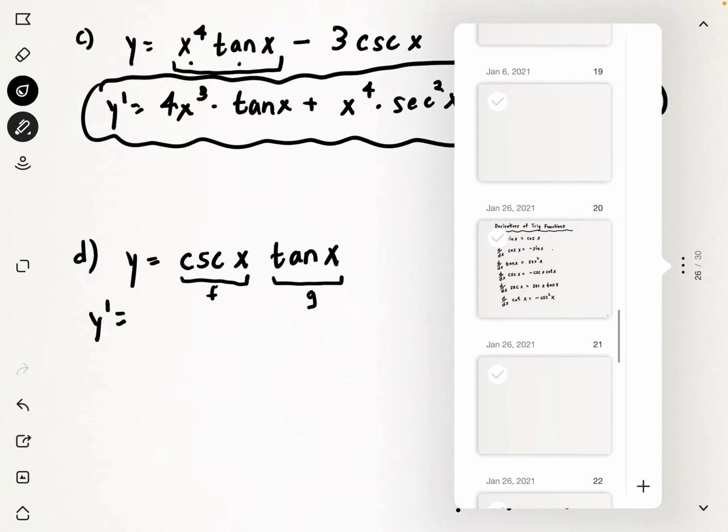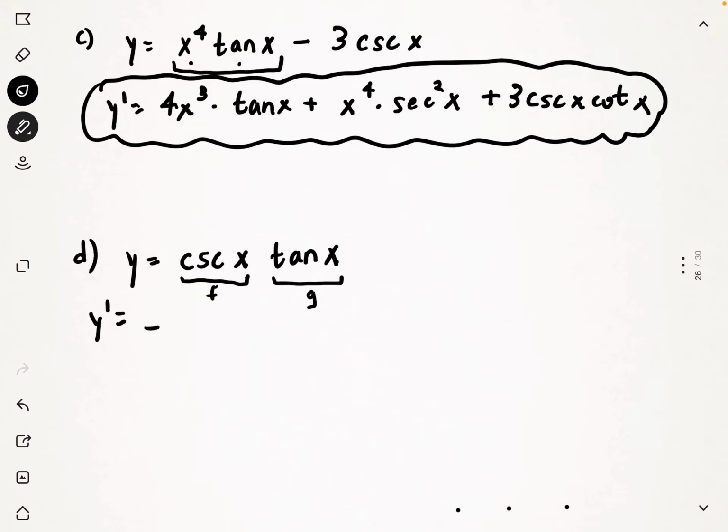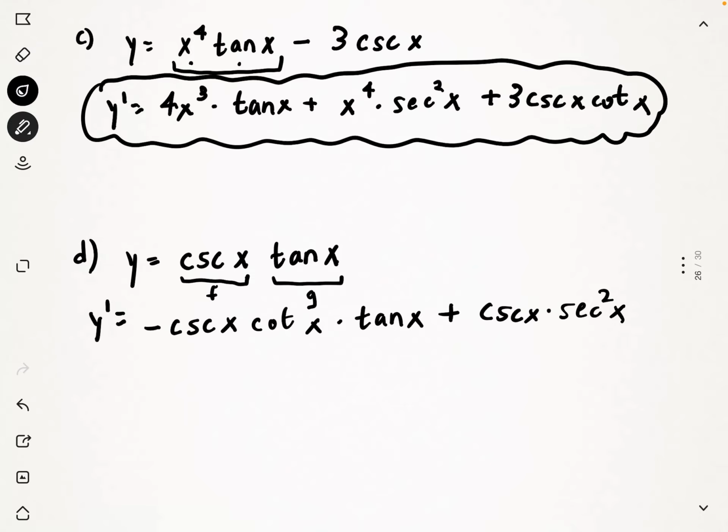As we return to our derivative pages, we have minus cosecant x cotan x is the derivative, that's f prime, times g, plus f times g prime, the derivative of tan is secant squared. And of course, there are common factors to take out, or you could use trig identities to simplify your answer. But technically, this is all you have to do if you're not asked to simplify.